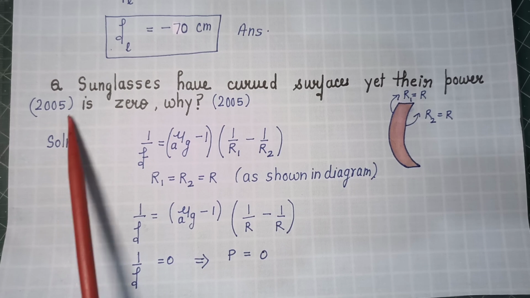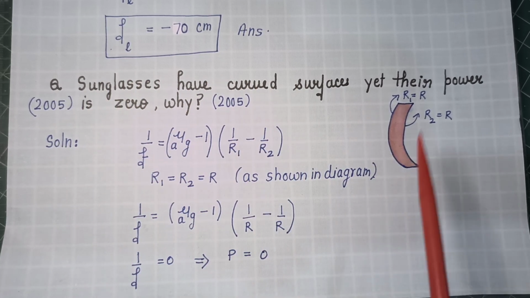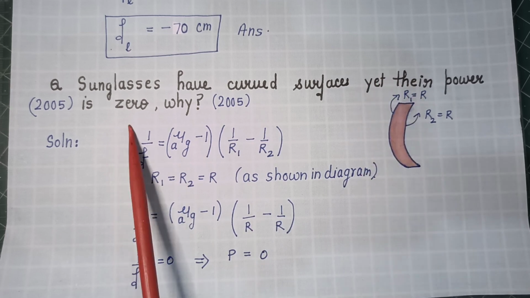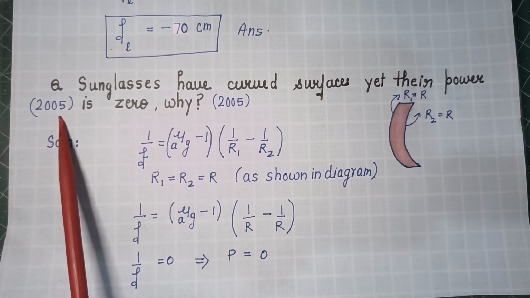In 2005, the next question is that sunglasses have curved surfaces. Both the surfaces are curved, yet their power is 0. We know that sunglasses do not have any power. So the reason is being asked in 2005.